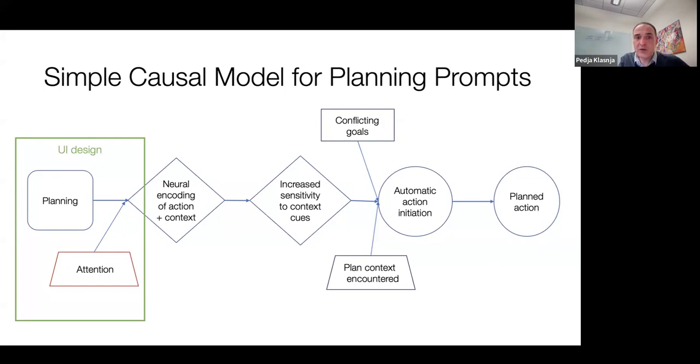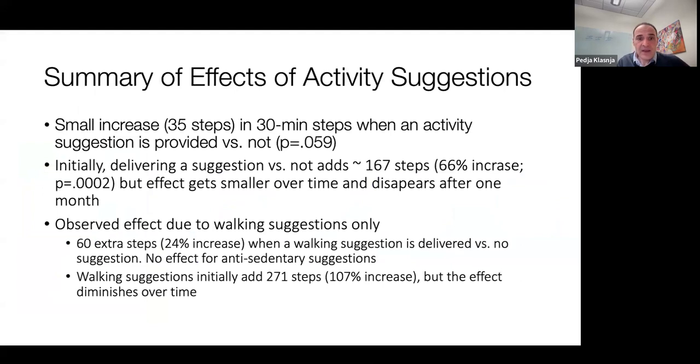We saw something similar, although substantially more complicated, with activity suggestions as well. So this is the initial set of analysis we did, similar kind of things where at the level of main effects, there's not much going on here, right? We only see an effect if we do a time trend over the course of the study, where we initially get up to about an extra 167 steps at the start of the study, but that particular effect decays over time and is completely gone at the end of the month.